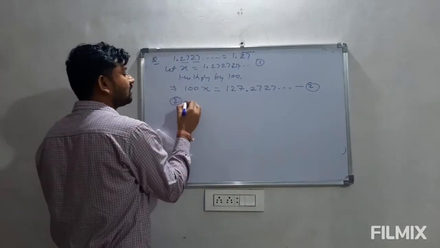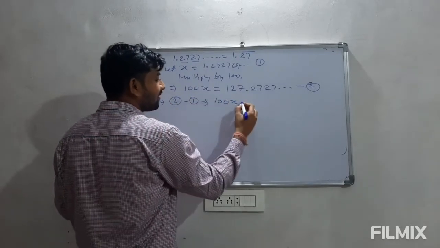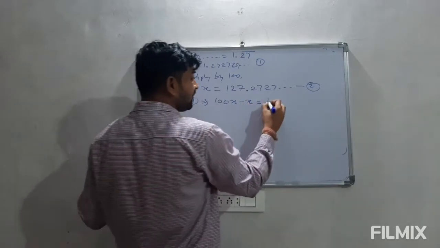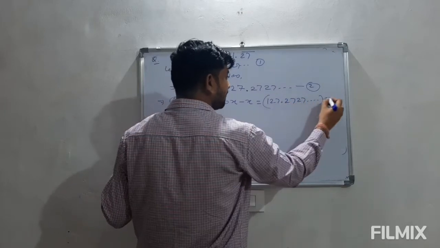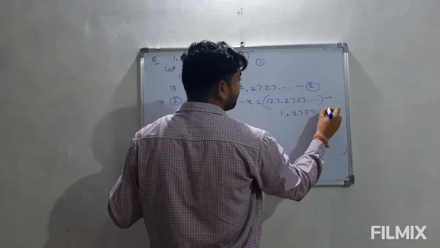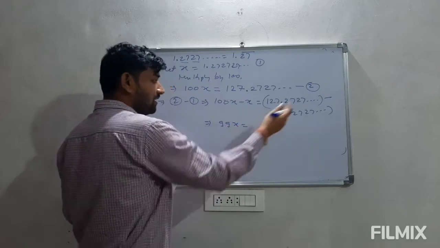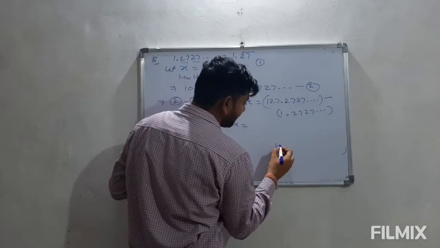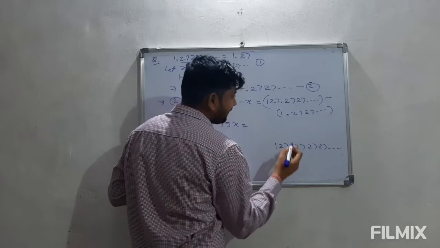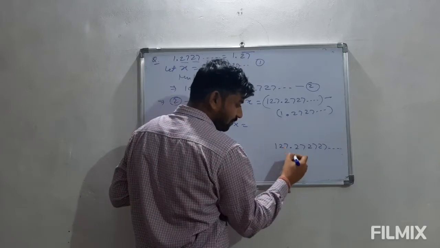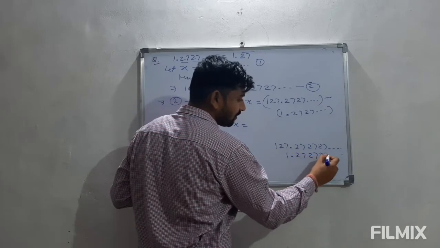Now subtract equation 1 from 2. On LHS we get 100x minus x. On RHS we are getting 127.2727 minus 1.2727 and so on. So this is very simple, 99x. But let us come to this. If we write it separately, it is 127 point and so on, and here it is 1 point. We put the decimal just below the decimal.